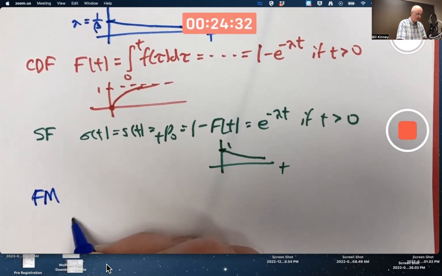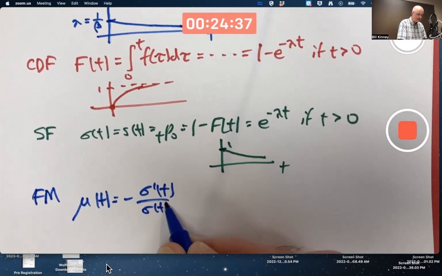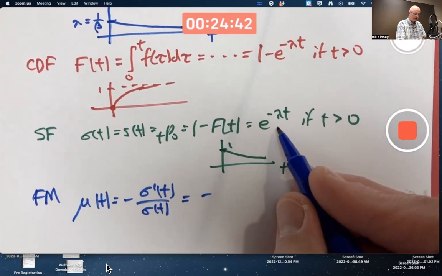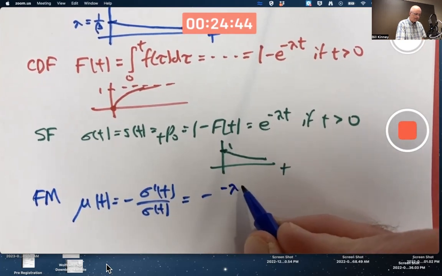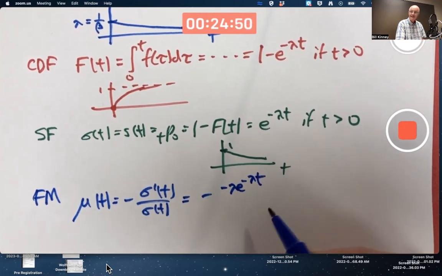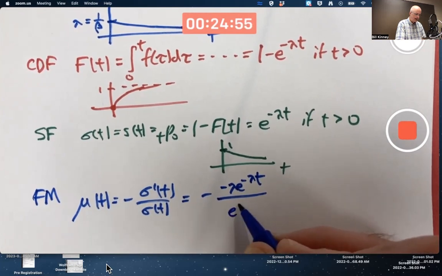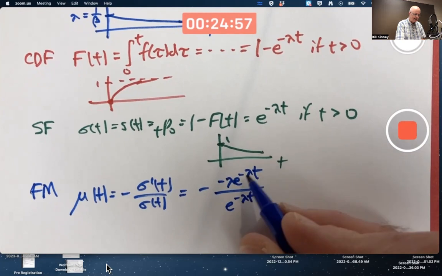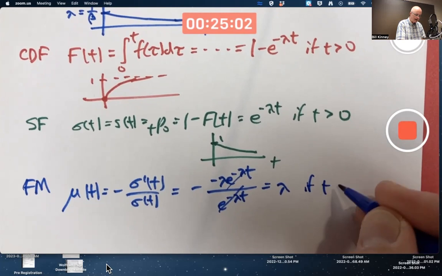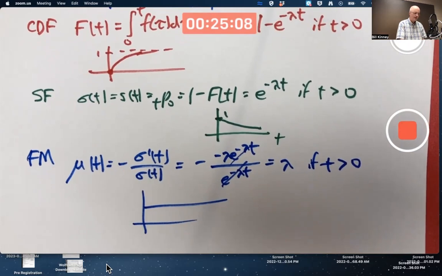Something interesting happens here. Mu of t is negative sigma prime of t divided by sigma of t. Sigma prime is negative lambda e to the negative lambda t. That's the opposite of the PDF. We've seen that before. Divided by sigma of t. The negative signs cancel. The e to the negative lambda t's cancel. That's a constant function. The force of mortality in an exponential model is a constant function.